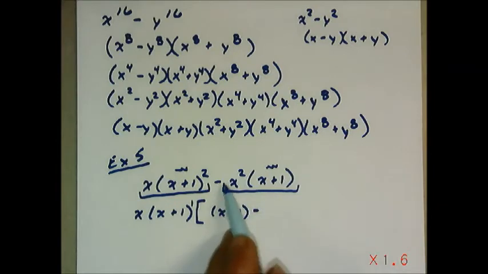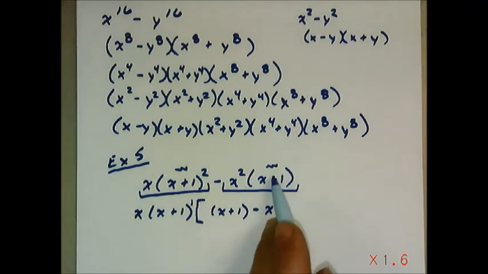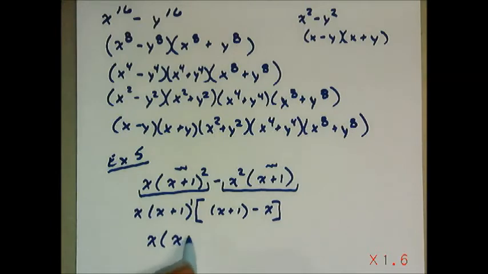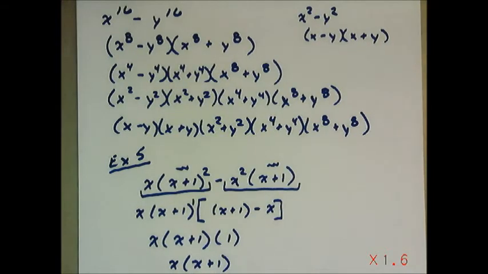Minus, from the second term, I had x squared. I'm factoring out an x, so I'm going to be left with an x, and my x plus 1 is going to factor out. Now I can go inside these brackets and clean this up. So I have x times the quantity x plus 1, and then inside here, x plus 1 minus x simply gives me 1. So my final answer is x times x plus 1.